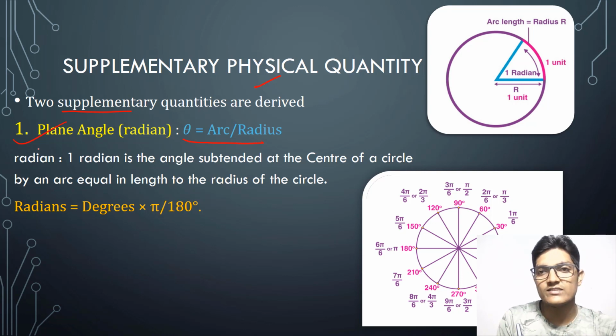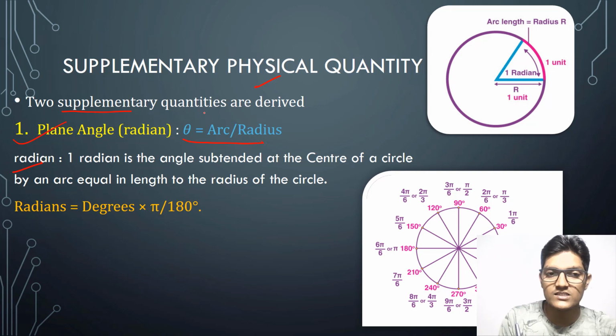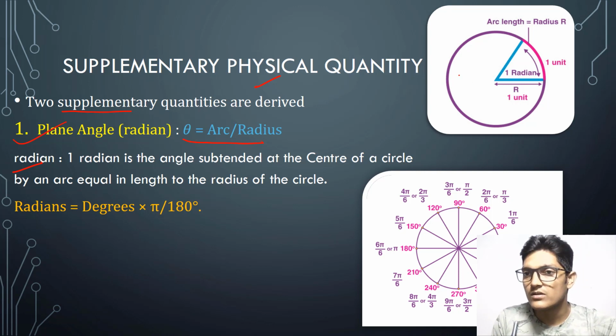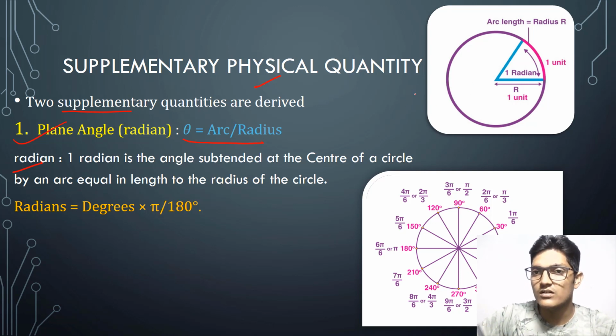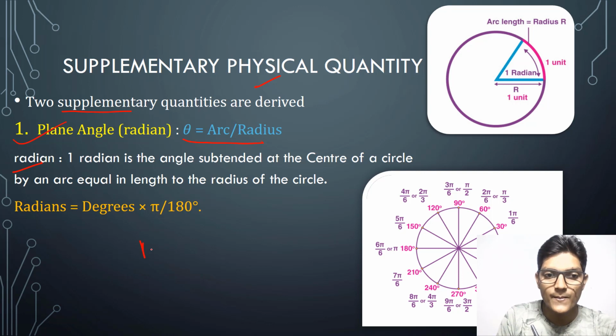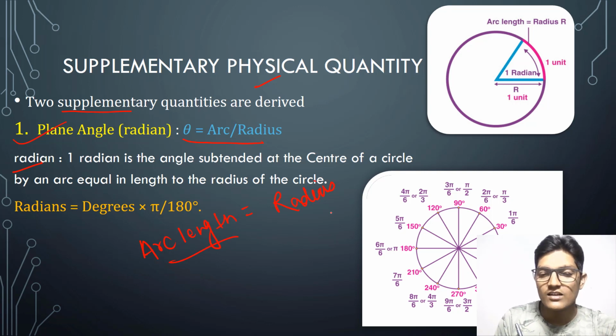And if you are saying that the angle is 1 radian, so what is 1 radian? See, if the radius of the circle is 1 unit, and the arc length is also 1 unit, that means arc length is equal to radius, then we can say the angle made at the center will be our 1 radian angle.